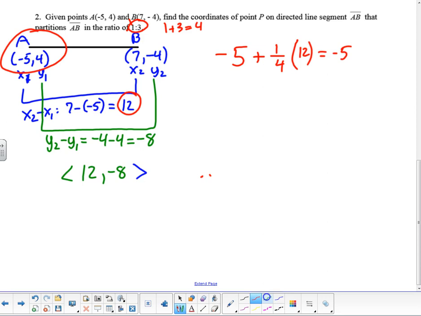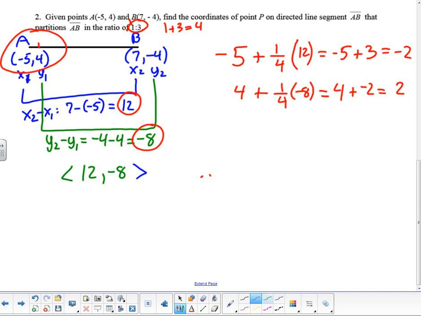So that's going to be negative 5, 1/4 of 12 is 3. Negative 5 plus 3 is negative 2. And then we do our starting y value, which is 4. Same fraction, plus 1/4. Our y component is negative 8. So it's 4 plus 1/4 of negative 8 is negative 2. 4 plus negative 2 is 2. So point P then is going to be the point negative 2, comma 2. And that divides that segment into a ratio of 1 to 3.